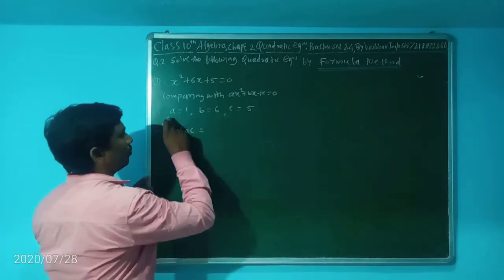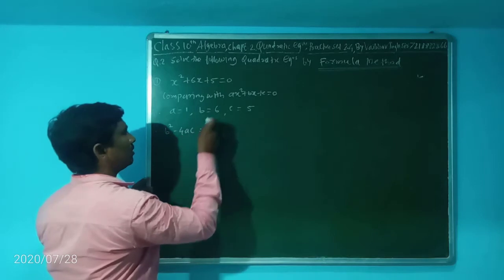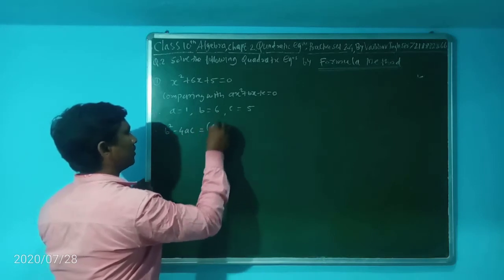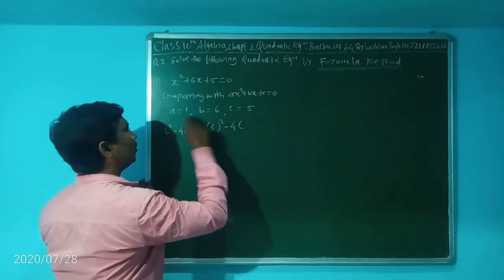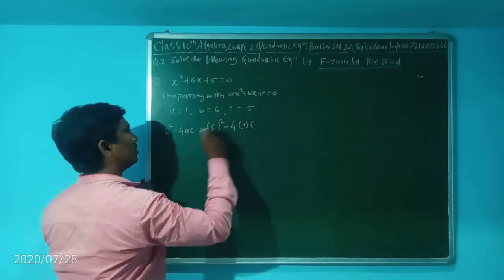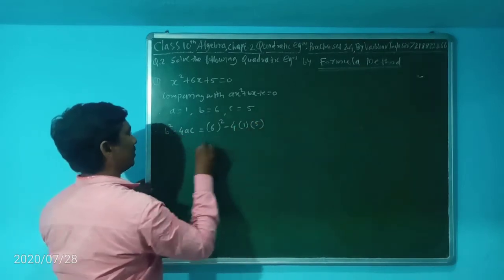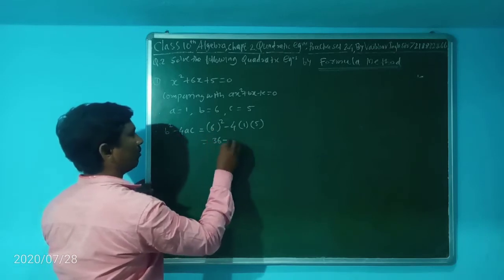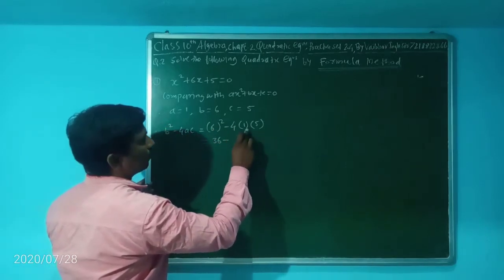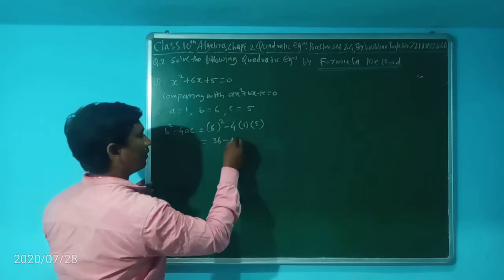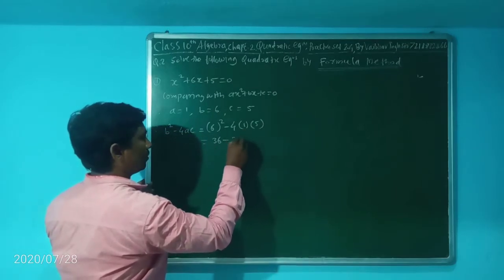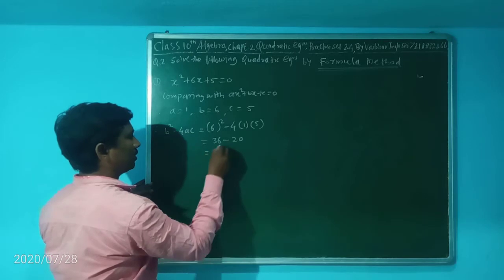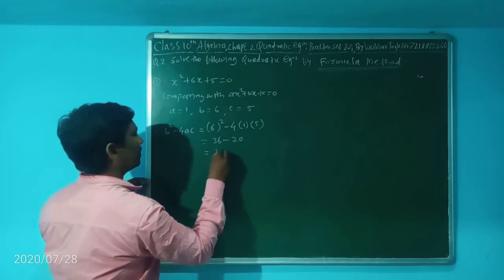Now put the values of a, b, c here. So b square, that is 6 square, minus 4 into a, that is 1, into c, that is 5. So 6 square is 36, minus 4 into 1, into 5, so it will be 20. So 36 minus 20 will become 16.